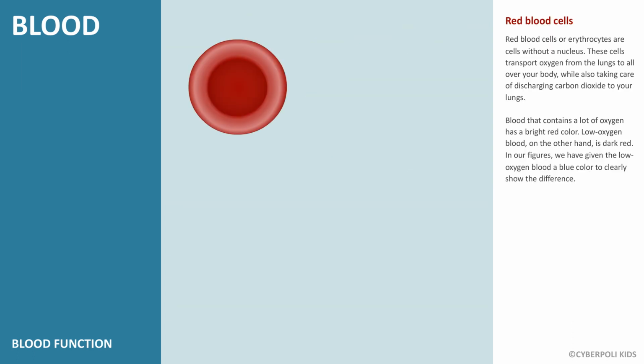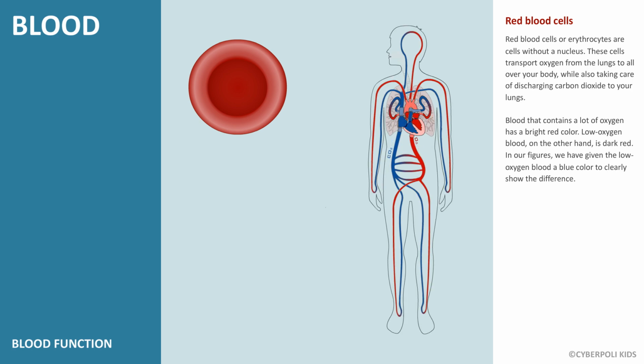Red blood cells, or erythrocytes, are cells without a nucleus. These cells transport oxygen from the lungs to all over your body, while also taking care of discharging carbon dioxide to your lungs.